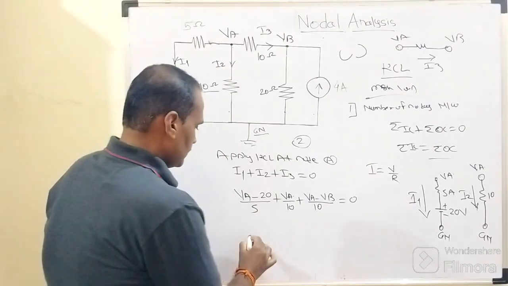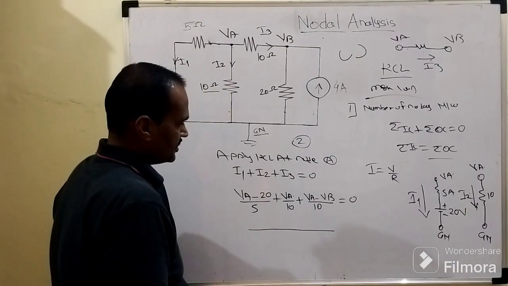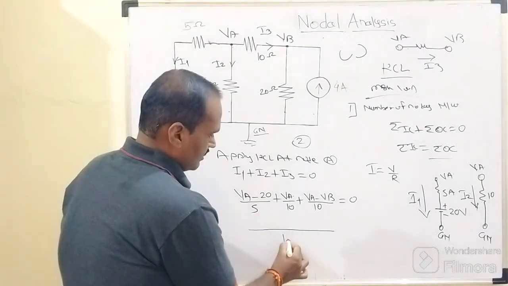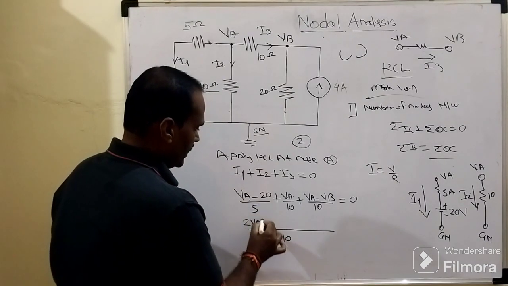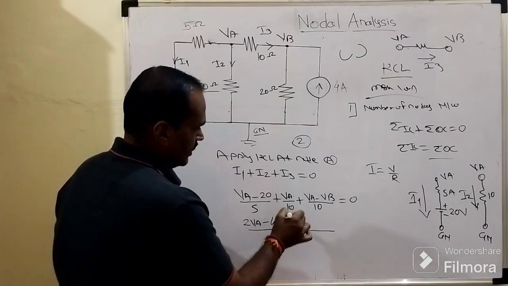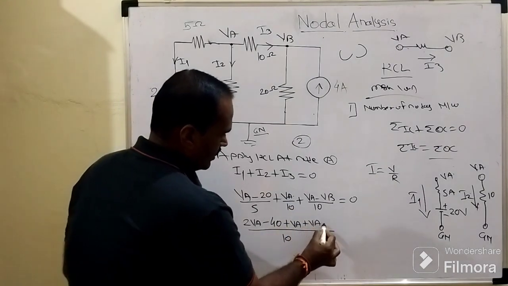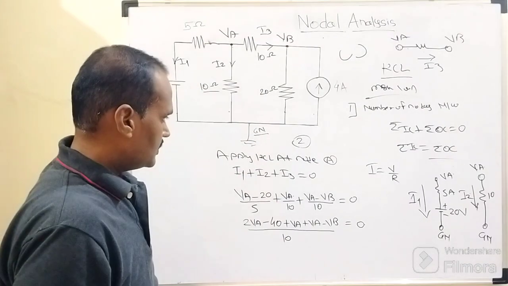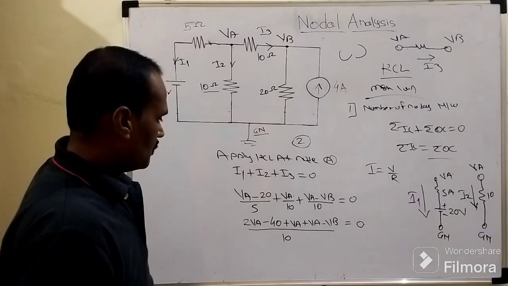Then after that, we simply need to perform simple mathematical simplification or manipulation. So for the terms that can be divided by 5 and 10, the LCM can be considered as 10, right? So it will become 2 times VA minus 40 plus, 10 will get cancelled, VA plus again here VA minus VB equals to 0. So this is how that equation will look like.